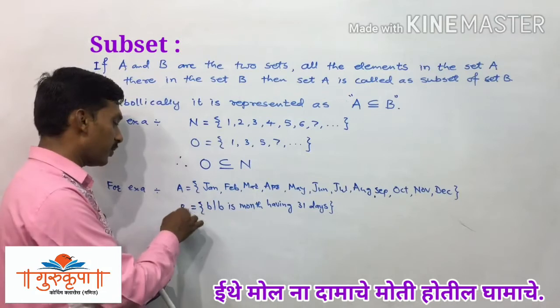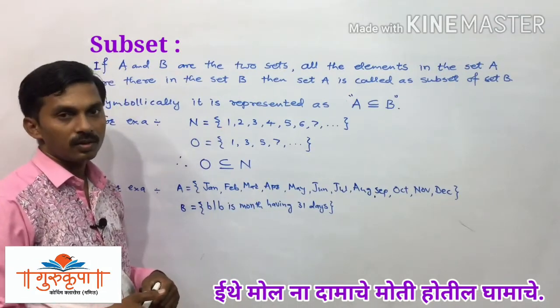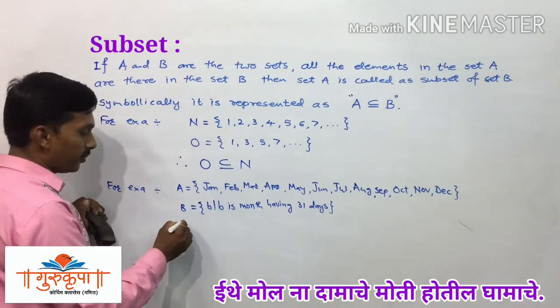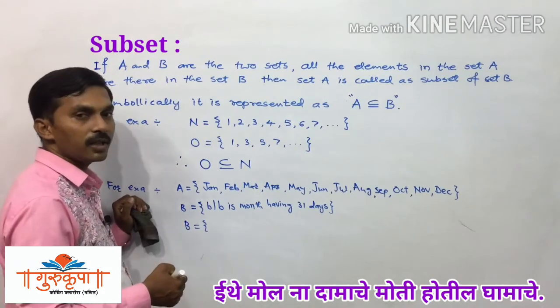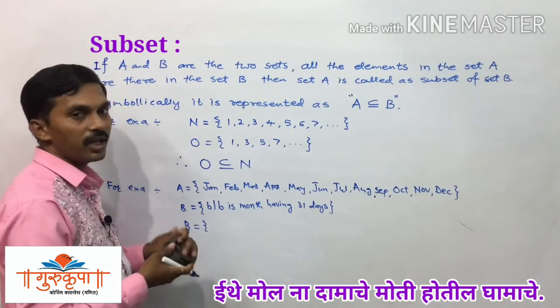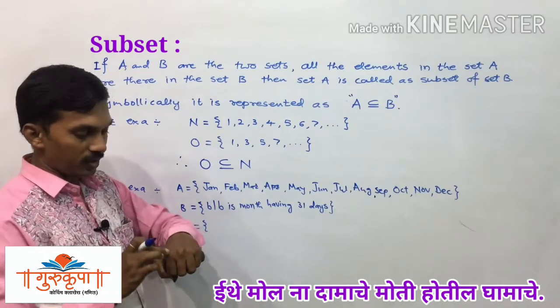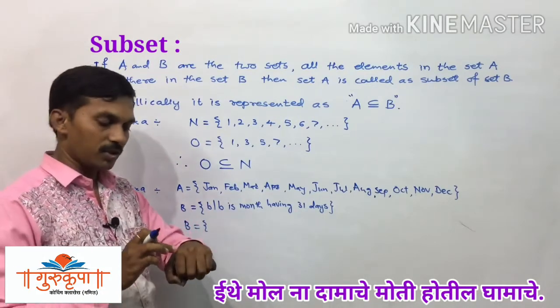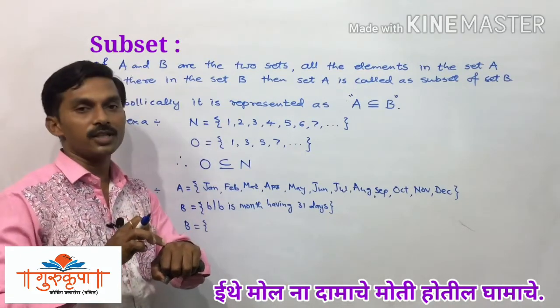And now first of all we have to write this set by using the listing method. Now here we can write B = {}. We have to make the list of the months having 31 days. As all of you know, see here we have January, the months which are in the upper section, they are having 31 days.